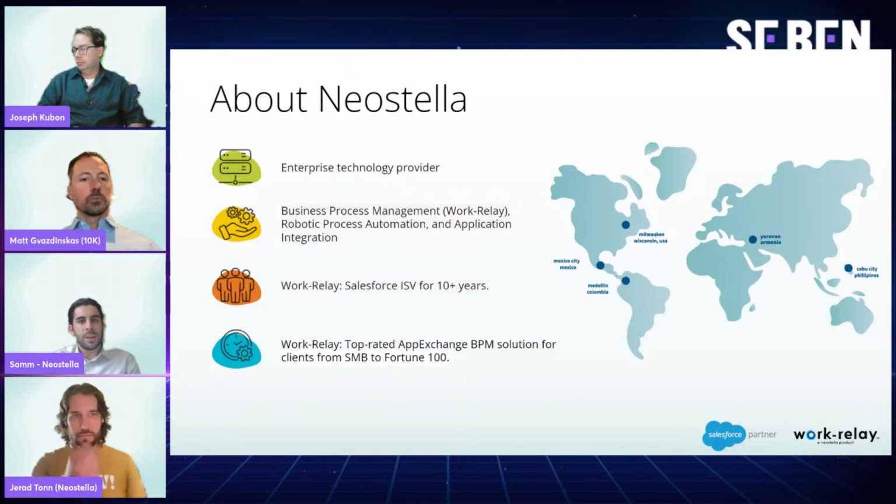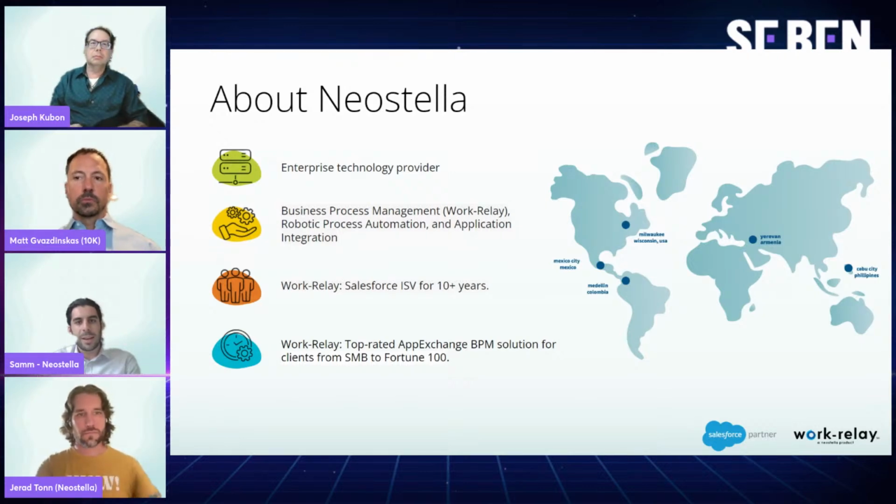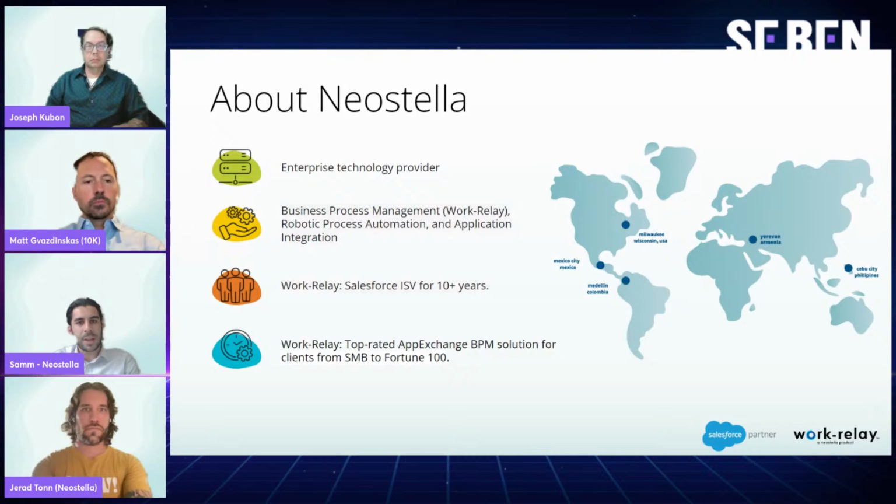The first one being our business process management, Salesforce ISV tool, that is Work Relay. And this was an acquisition made by Neostella about 1.5 years ago. And bringing in Work Relay really is an established ISV application with over 10 years of experience delivering products to clients and really having a great impact. We had partnered and worked with them for much time and really saw the value of bringing them into our product offering here as well.